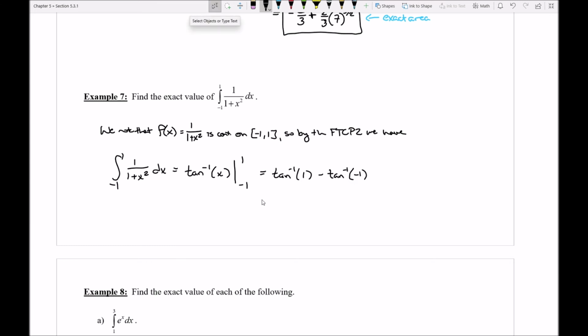Now I need to evaluate these, but that should be pretty easy as long as I know my inverse trig. And I know that's going to be the value of pi over 4 minus, and then the inverse tangent of negative 1 is going to be negative pi over 4. So of course that's going to be pi over 4 plus pi over 4, and that results in pi over 2. So the exact area under this curve is going to be pi over 2. And it's that simple to actually go ahead and use fundamental theorem part 2.